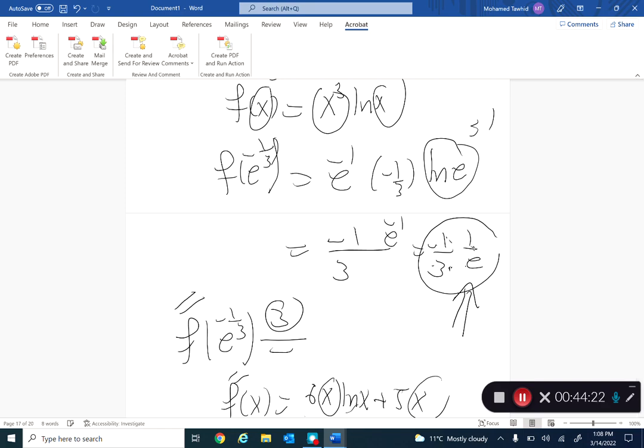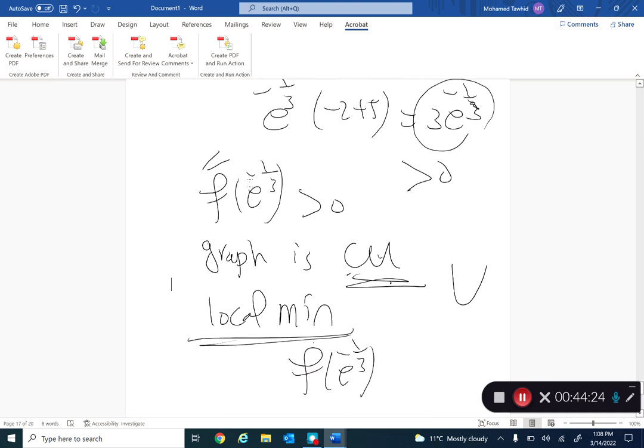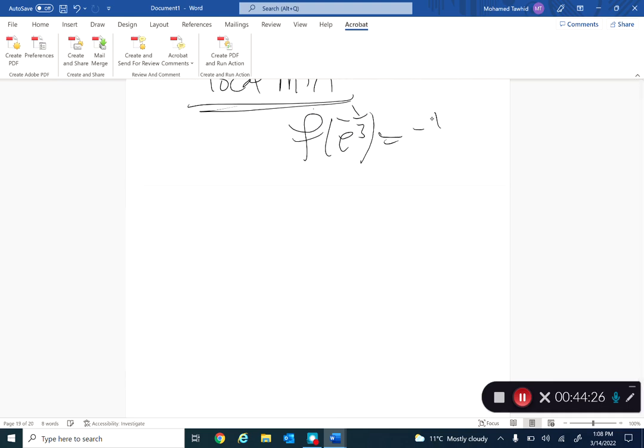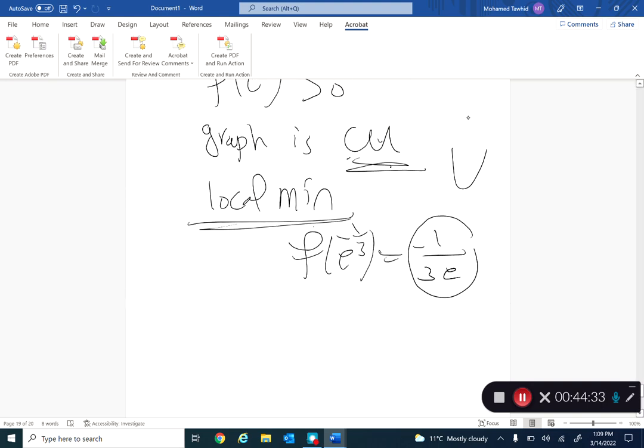Negative 1 over 3 multiplied by e. So negative 1 over 3, if you try to use that, negative 1 over 3 multiplied by e, whatever the number here is, that is our local min. That is our local min.